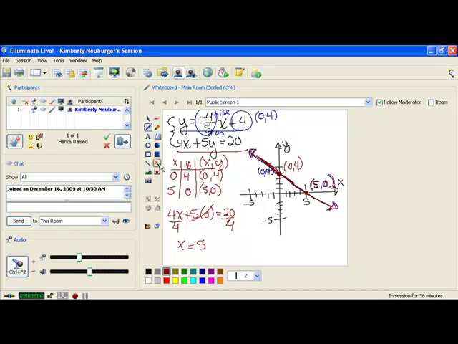That means that these two equations were really the same line, they just look different. One was in slope-intercept form and one was in standard form. That means that we have infinite solutions. And that is how you go about solving systems of equations by graphing.